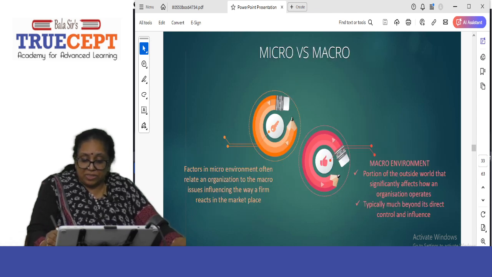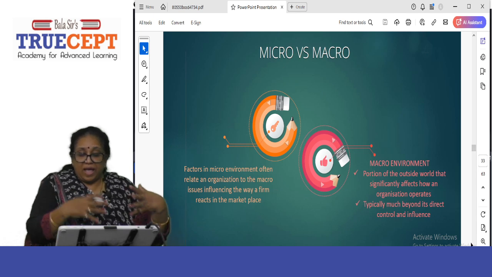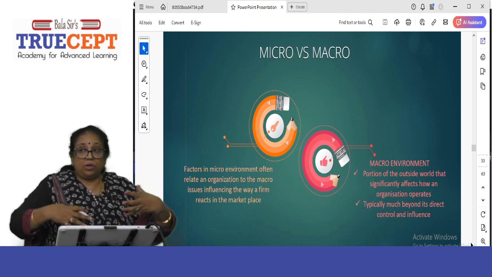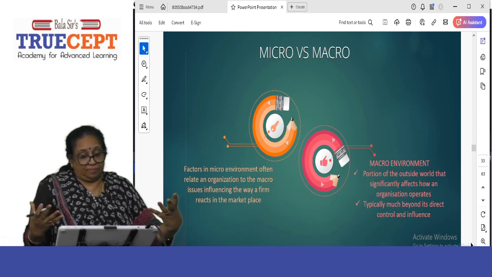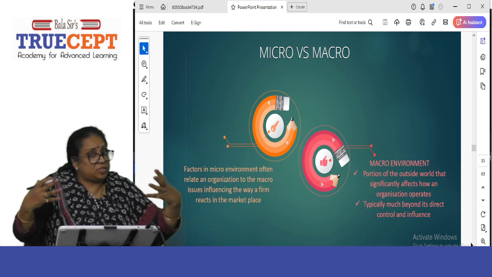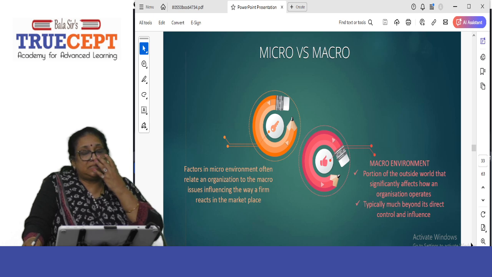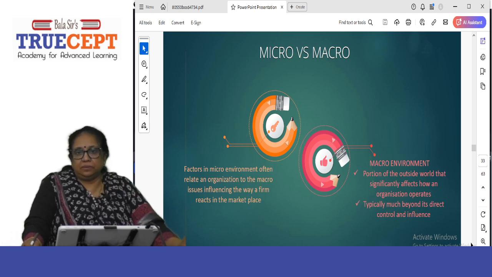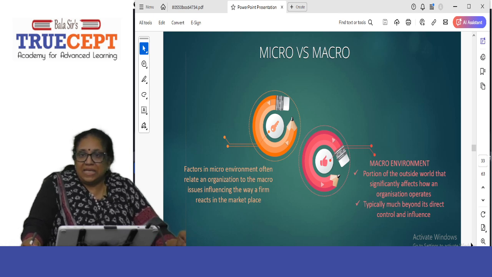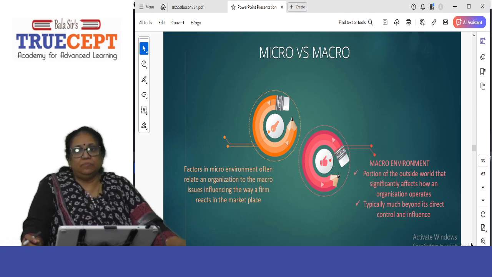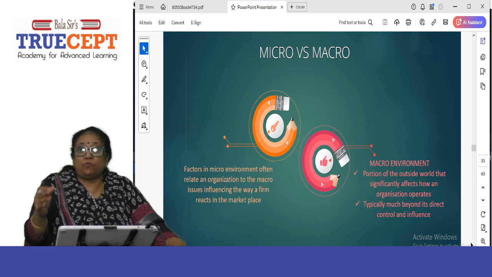So see, when you see the macro environment, microenvironment is the immediate influences. Macro environment is the outside influences. See, the portion of the outside world over which you have absolutely no control. The best example is the PESTLE analysis. It's an acronym. P stands for political, E economic, then you have social, S, T for technological, L for legal, E for the factors, so environmental factors.